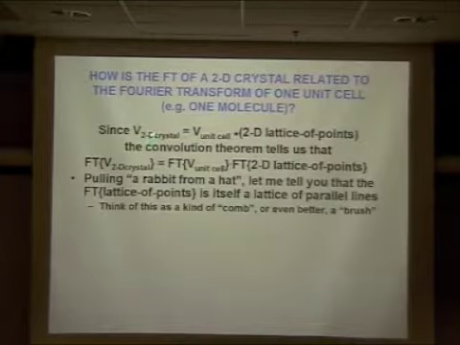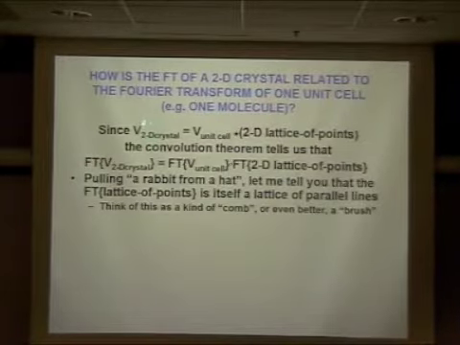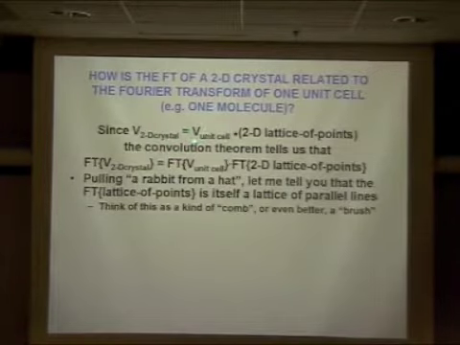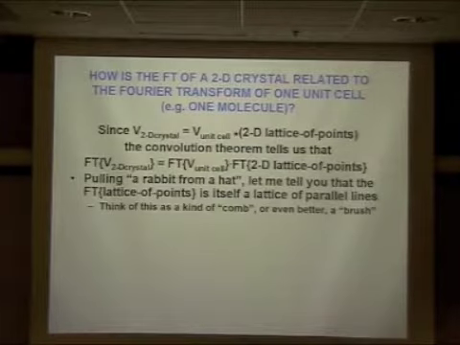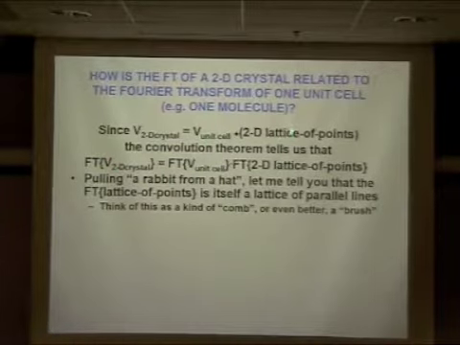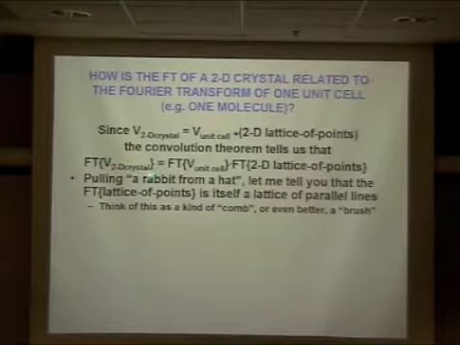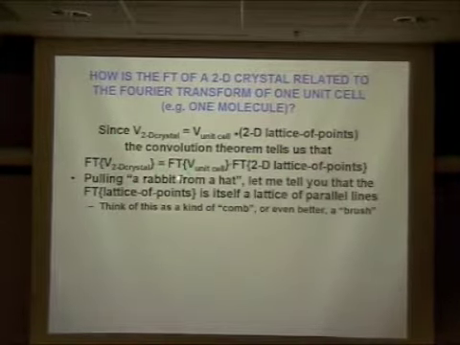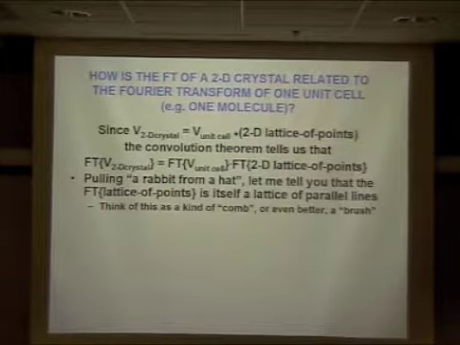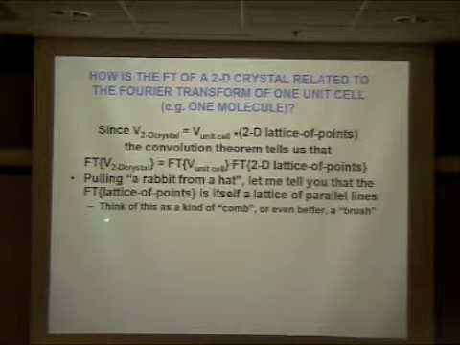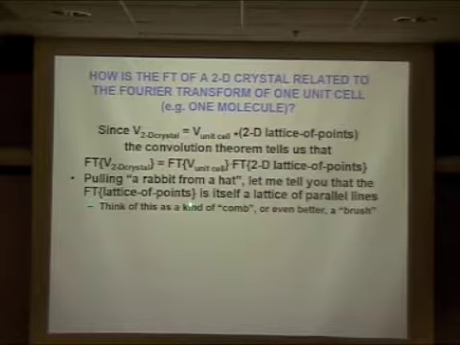So the Coulomb potential for a 2D crystal, I explained, is the Coulomb potential for one unit cell convoluted with a two-dimensional lattice of points. And the Fourier transform of one function convoluted with another is a product. So the Fourier transform of the 2D crystal is therefore the product of the Fourier transform of one unit cell with the Fourier transform of a lattice of points. The rabbit that I have to pull out of the hat to make sense is the additional information that the Fourier transform of a lattice of points is a lattice of parallel lines.